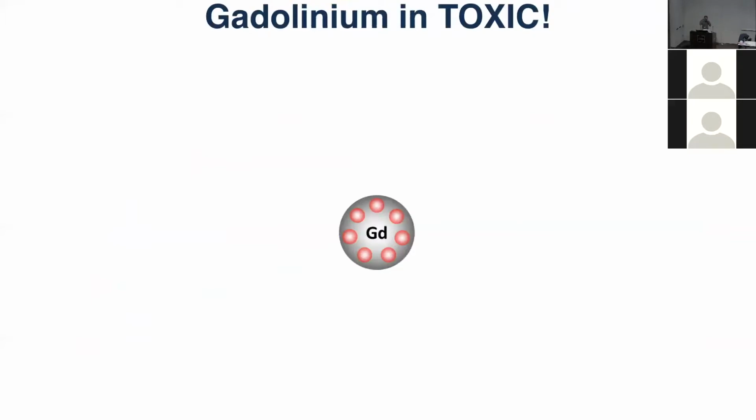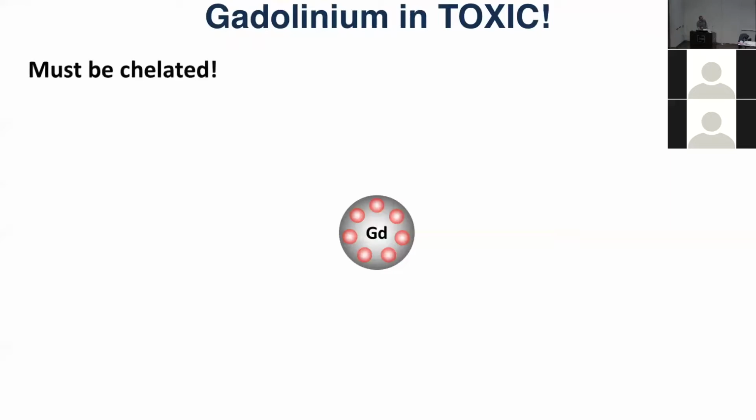Now, gadolinium is toxic, so it'd be nice if we could just give people gadolinium with its 7 unpaired electrons, but this is quite toxic. It kills people. It will destroy your macrophages, it will destroy your Kupffer cells, and gadolinium will kill people. You cannot give pure gadolinium.